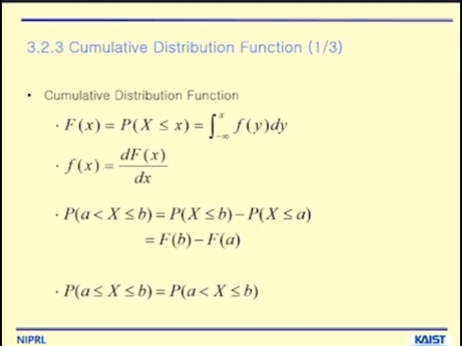F of x, when I differentiate the CDF, it's going to give me the PDF. When I integrate the PDF over the range from negative infinity, the lower endpoint, to x, then I'm going to have that.